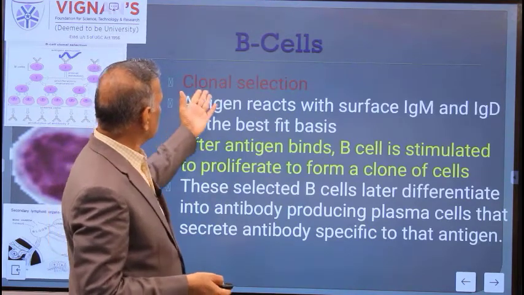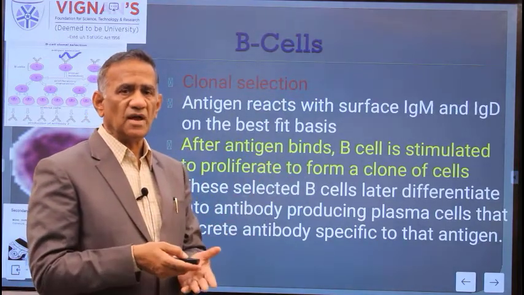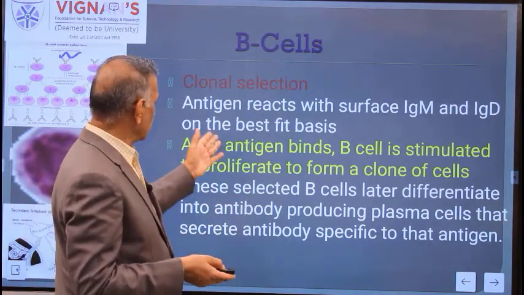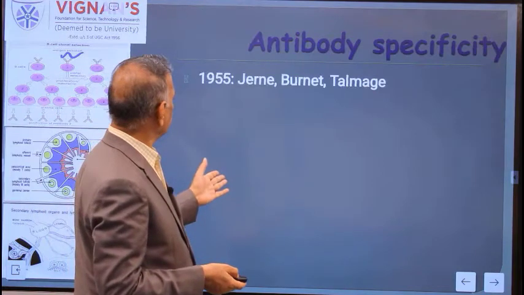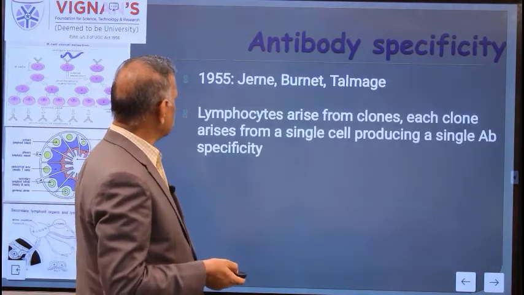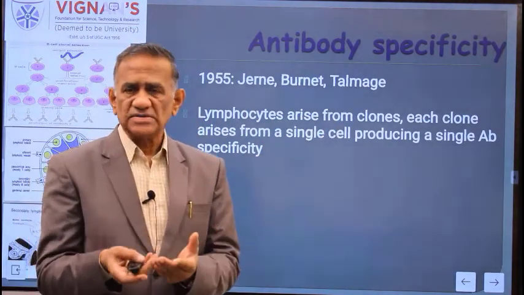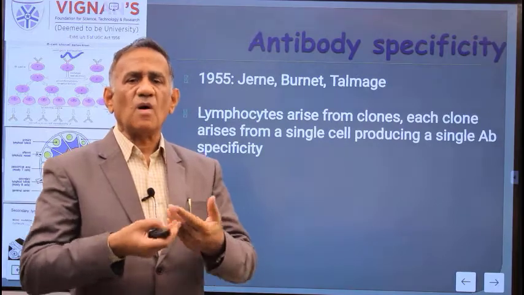So the B cells undergo the clonal selection theory. The clonal selection theory was proposed by one of the Nobel laureates, Niels Jerne. Jerne, Burnet, and Talmage proposed that lymphocytes arise from clones. That is, the plasma cell and the memory cell do not come from all the B cells.